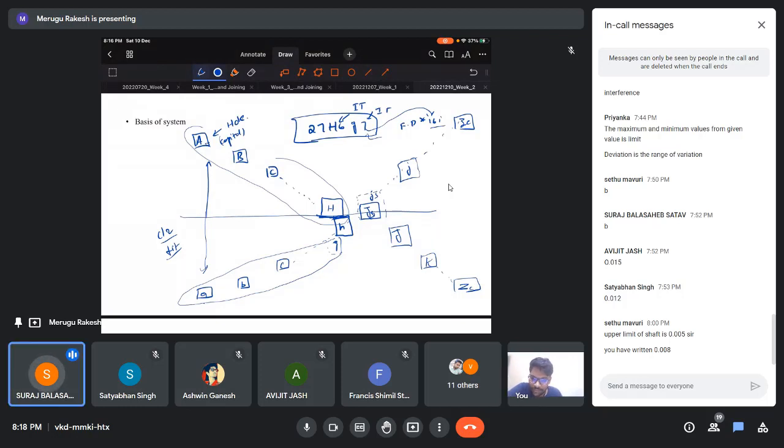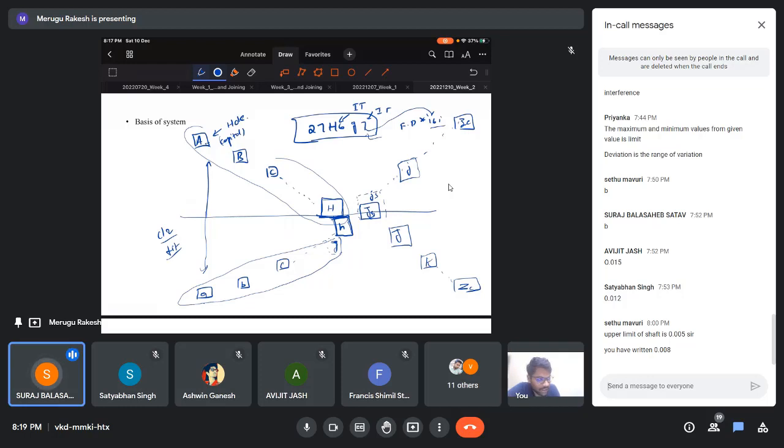Sir, if there is capital H6 and instead of small g there is a small h, then will it be interference, or one of the remaining types? Yes, it cannot be an interference fit, because the maximum material limit of the hole is lower than the minimum material limit of the shaft, so they are not interfering.